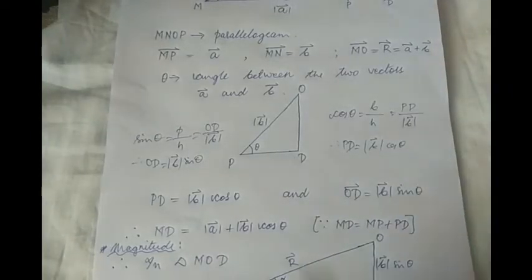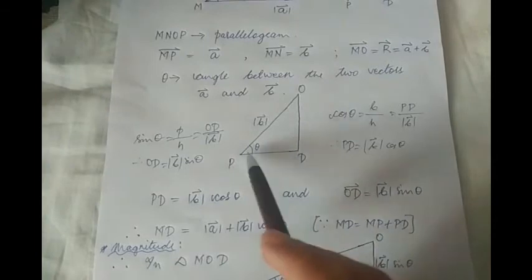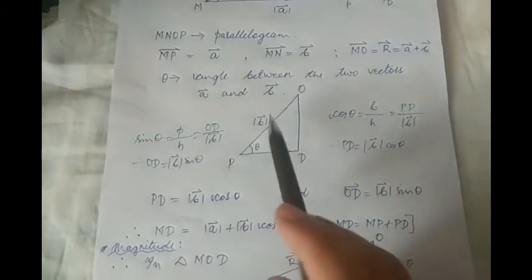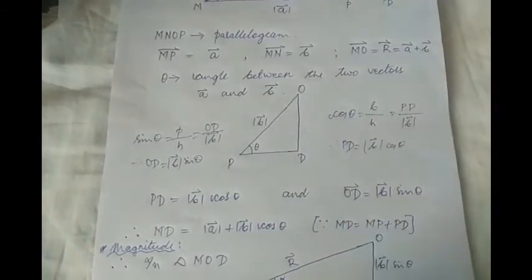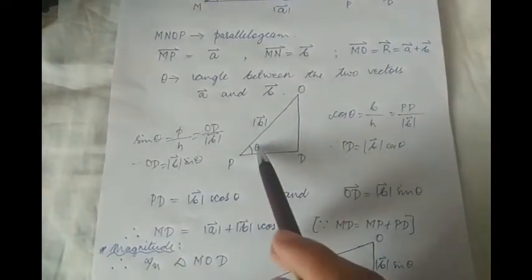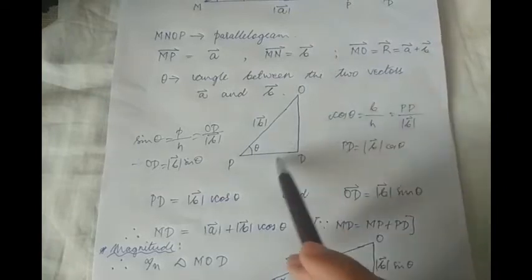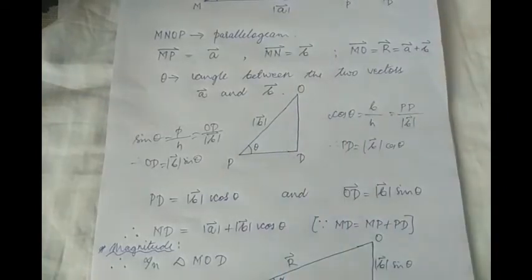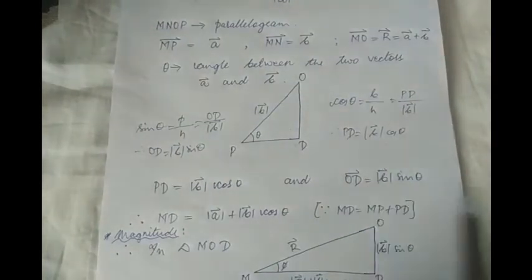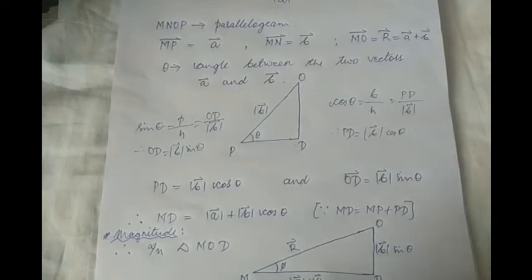Always remember, if any one of the sides of a right angle triangle, be it the hypotenuse, the base, or the perpendicular, is given to you, and one of the angles is given, this of course being the right angle, then you can find the lengths of the other sides also. Remember that. Because of this, we have PD is B cos theta and OD is B sine theta.